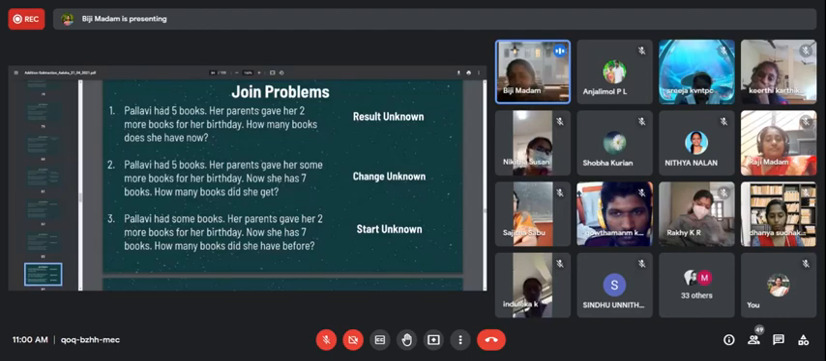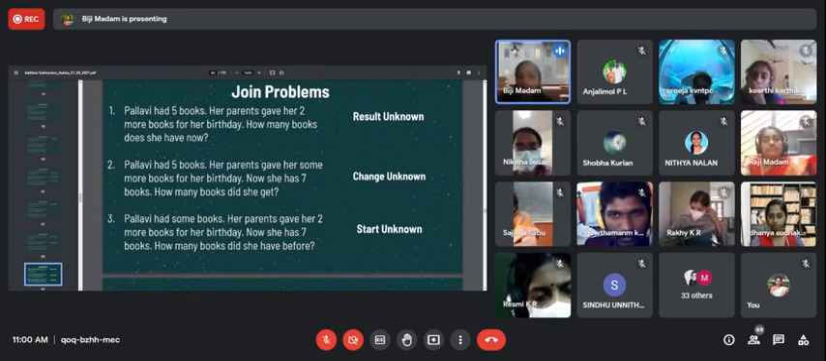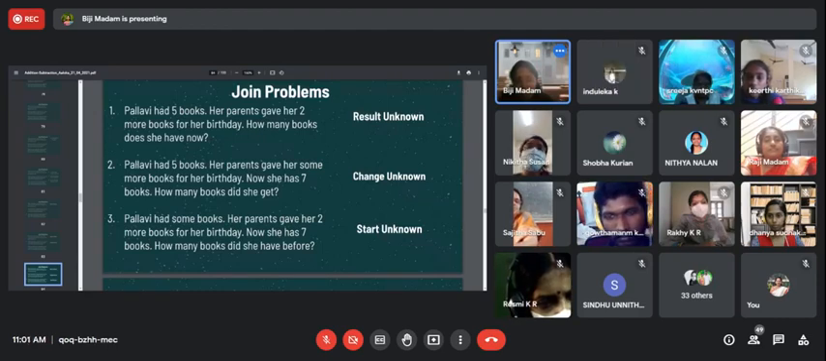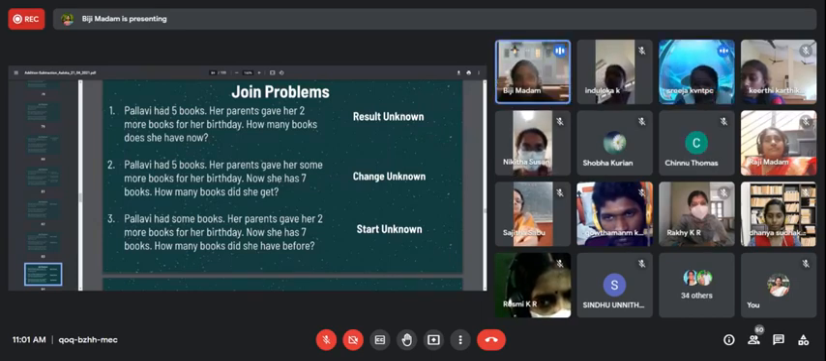With the same one expression, you can make these 3 types of questions where in one case the result is not known, in one case the change is not known, and in one case the start is not known. Are the difficulty levels for a child the same on all these 3 questions? Or which one will the child find more difficult? Yes, Shrija ma'am. Start unknown, ma'am. Start unknown. Yes, thank you.